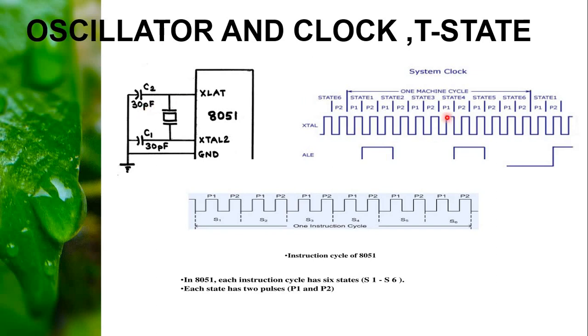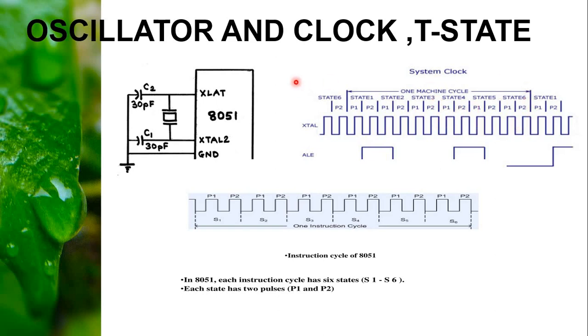See, here is one machine cycle. This is about the oscillator. Why are we using an oscillator? We are using the oscillator to produce stable clock pulses. See, this is a clock pulse. Each clock pulse is producing one T state. This is state 1. Each state will be having two pulses, that is P1 and P2 in one state. State 1, state 2, state 3, state 4, state 5, state 6.